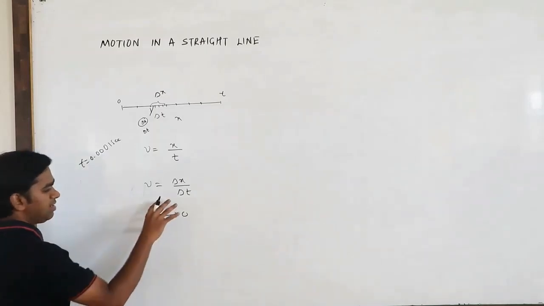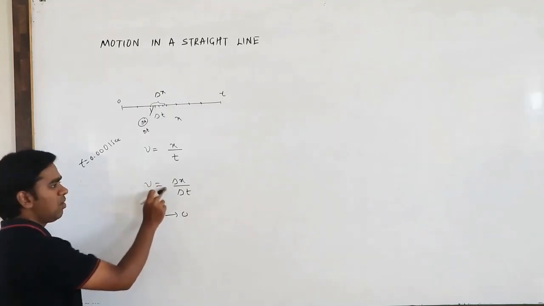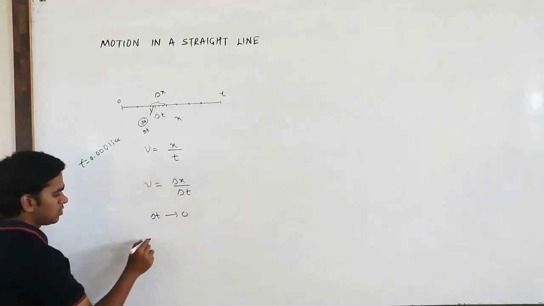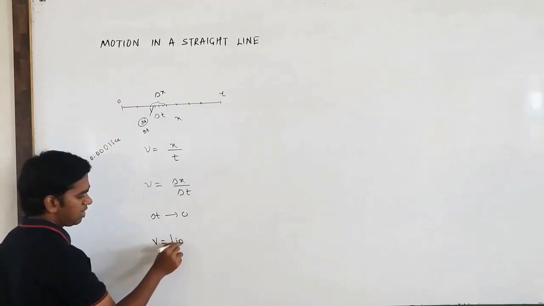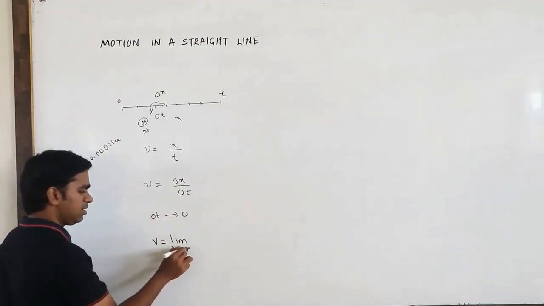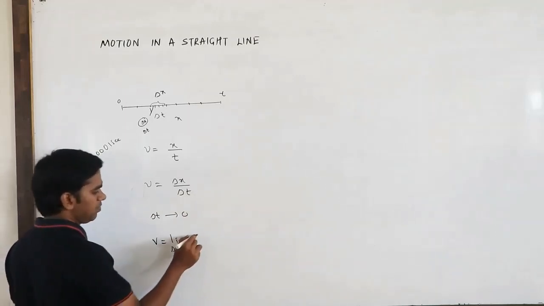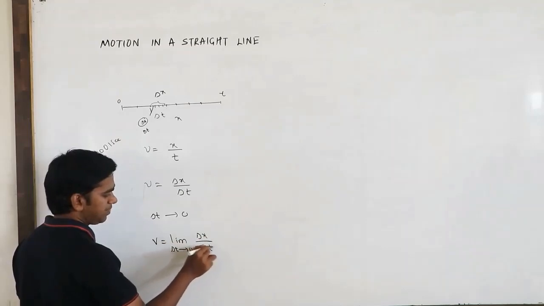So if that is the condition, we have to impose this limit on the velocity. So velocity equals, it will become what? Limit of, what limit are you putting? You are putting the limit that delta t should be very small, the time interval should be very small. So delta x divided by delta t.